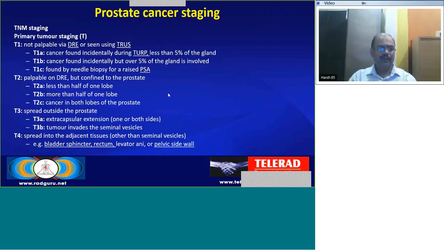T3 staging involves spread to outside the prostate. T3A involves extracapsular extension on one or both sides. T3B involves tumor invasion into the seminal vesicles. T4 involves spread into the adjacent tissues other than seminal vesicles, for example, the bladder, sphincter, rectum, levator ani, or pelvic side wall.